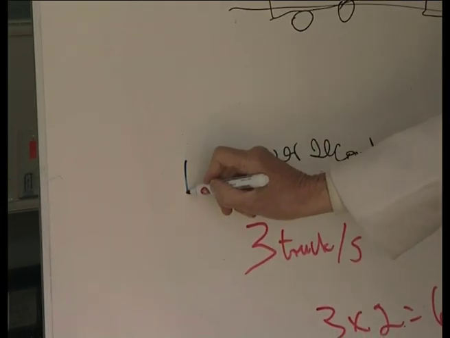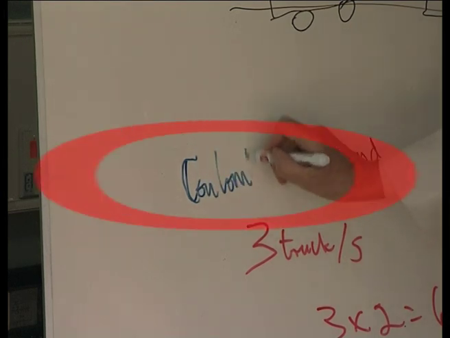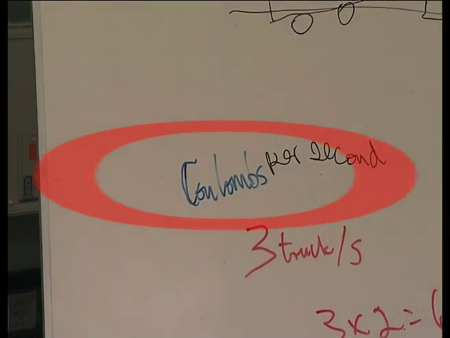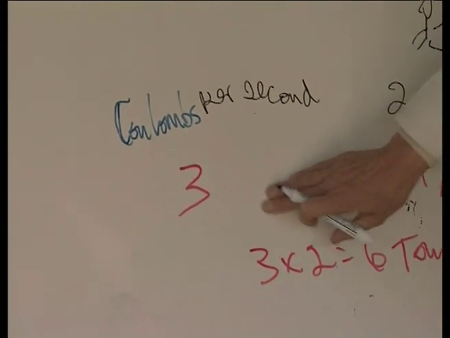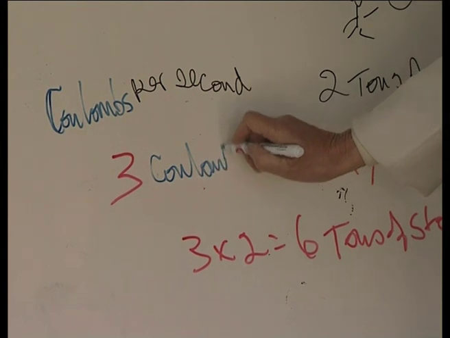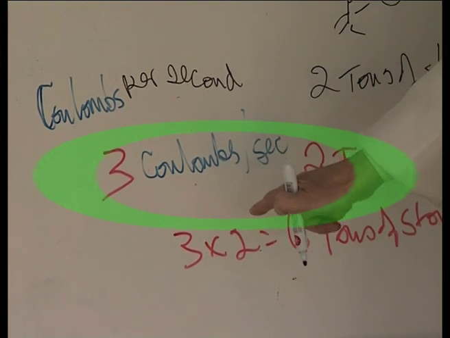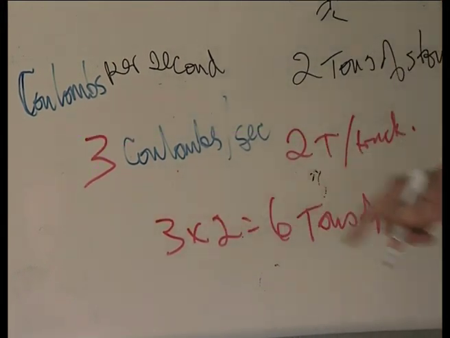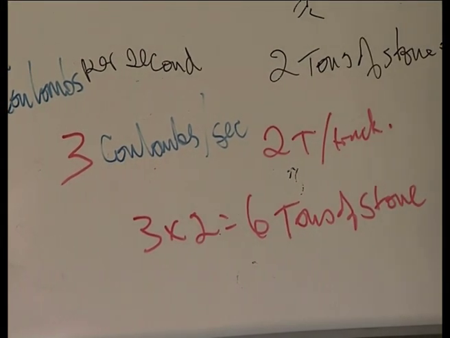In a similar way, I'm going to change some words now. Instead of 3 trucks a second, I'll say 3 coulombs per second. Coulombs, remember, measures electric charge. In other words, how many electrons. And 2 tons of stone per truck.